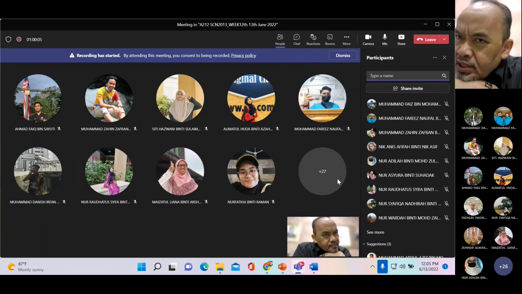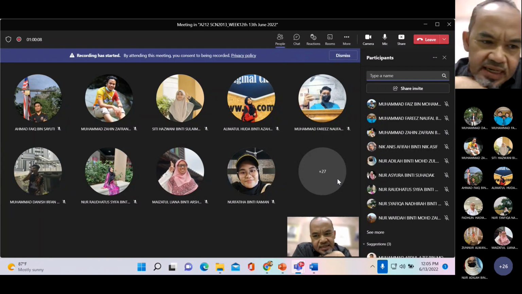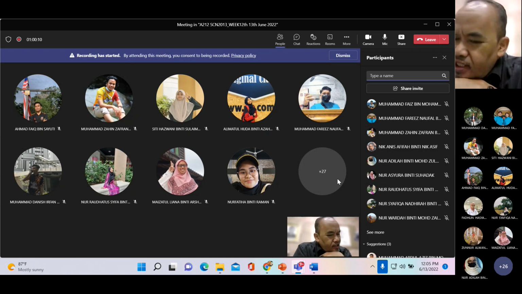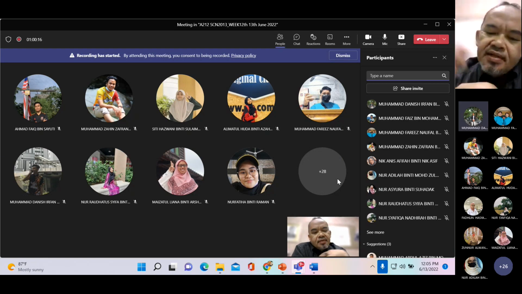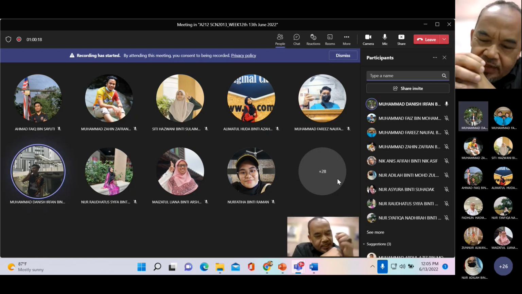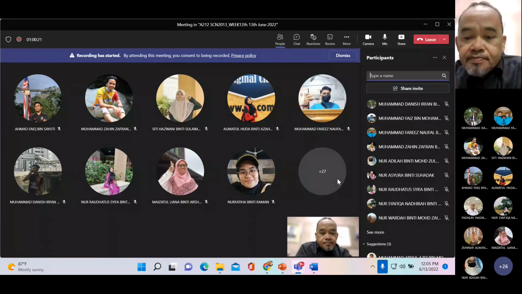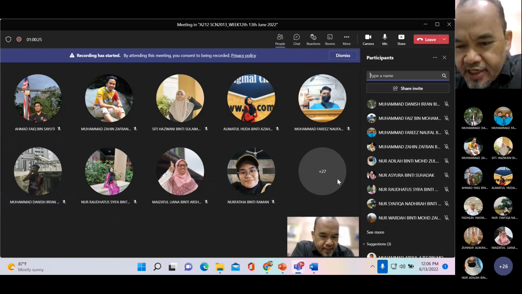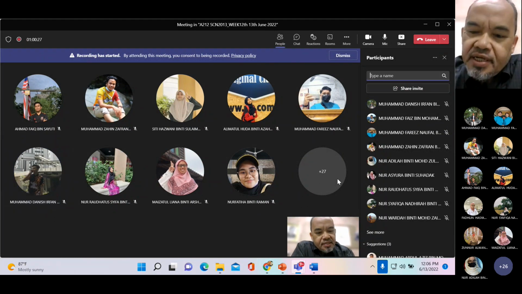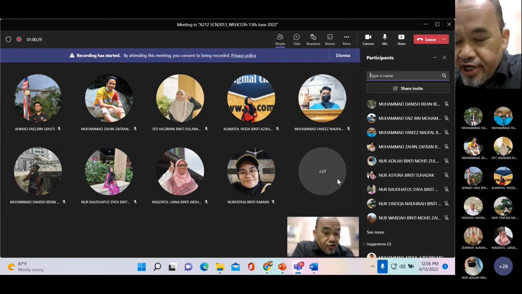Double bond. Lepas tu dekat quinine tu, double bond tu macam mana? Adakah dia alternate ke atau macam mana? Dia ring kan? Benzin kan? Dia alternate. Dia single, double, and that's called conjugation, conjugate.